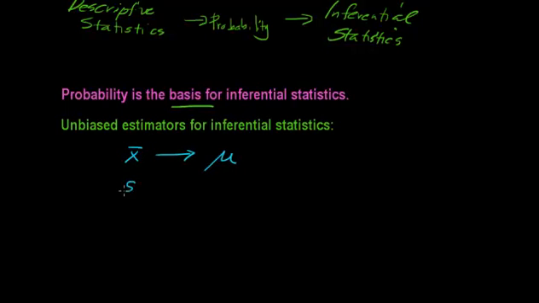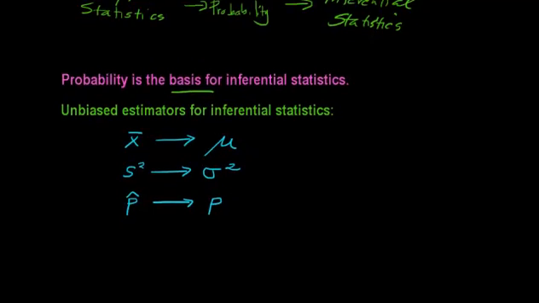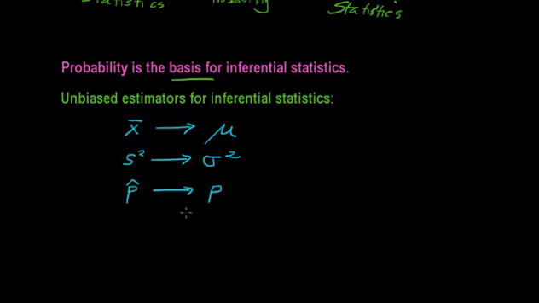The sample variance targets the population variance. It is an unbiased estimator of the population variance. And we haven't talked about this yet, but we'll get to it: the sample proportion targets the population proportion. Okay? So these are unbiased estimators. Now, we've talked a lot about the standard deviation. What do we know about that?